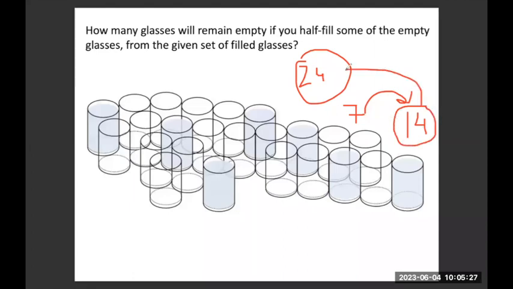So if I subtract 24 minus 14, what I get is 10 empty glasses once the contents of the full glasses are half filled in the empty glasses. So the correct answer is 10. Is this clear? Most of you have given the answers. Good. Any doubts in this? All right. Move to the next one then.